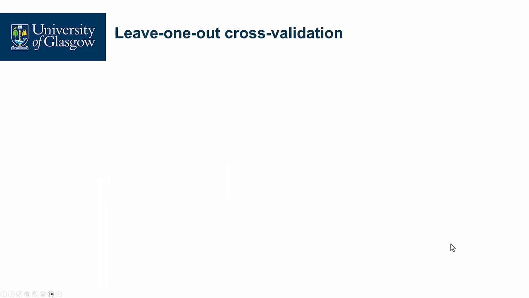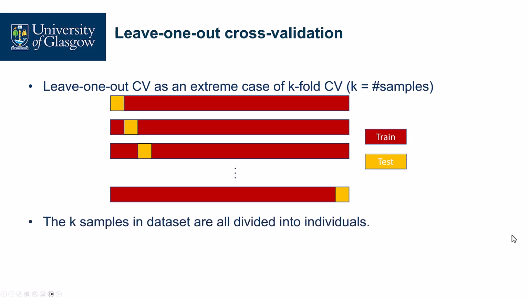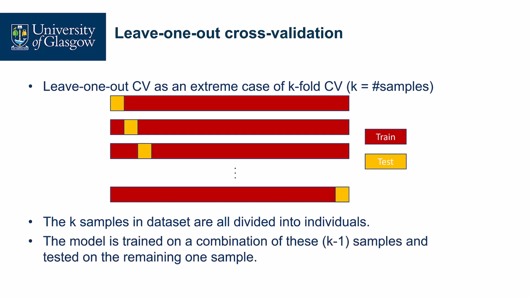The last is leave-one-out cross-validation, which is very widely used. We can think of leave-one-out cross-validation as an extreme case of k-fold cross-validation. In this case, the size of each fold is 1, so all the data is considered as individuals. We train on the k-1 samples and test on the remaining 1 sample. Then we cycle through each sample as a test sample, eventually get all the results and average them. This is leave-one-out.